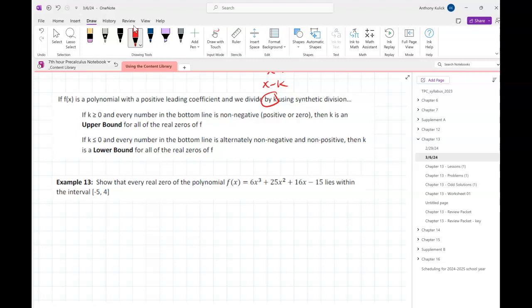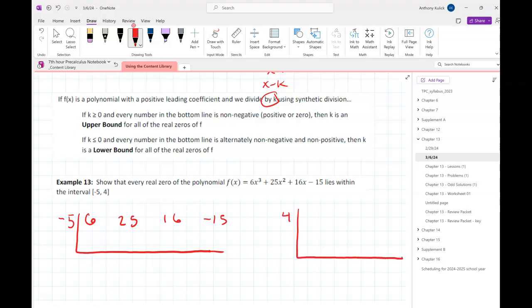So let's run through an example of how to use this theorem. Sound good to you guys? So it says, to show that every real zero of the polynomial f of x lies within the interval -5 to 4. I'm just going to do 2 synthetic divisions, one with the beginning of my interval, and the other with the end of my interval.